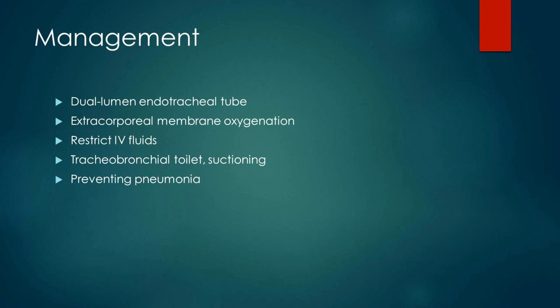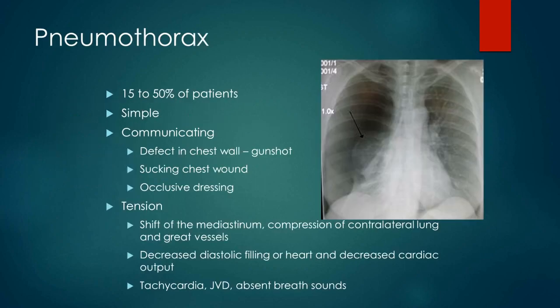So management, they talk about this dual lumen endotracheal tube. Not typically something that's done much anymore. It's usually just endotracheal intubation with positive pressure. You can do ECMO as necessary if they're not oxygenating well. You want to restrict these patients' IV fluids. Giving them too many fluids can actually worsen their respiratory status and worsen their outcomes. So you want to do aggressive pulmonary toilet suctioning, and then do your best to prevent any secondary infections like pneumonia.